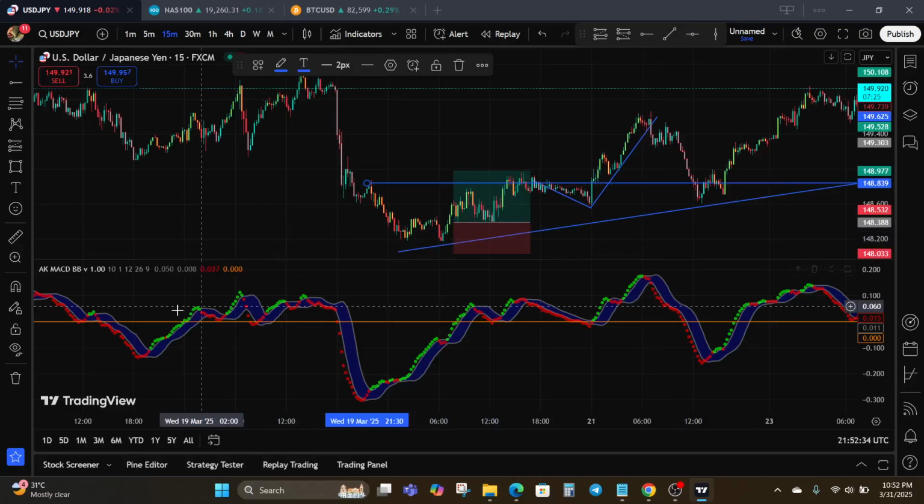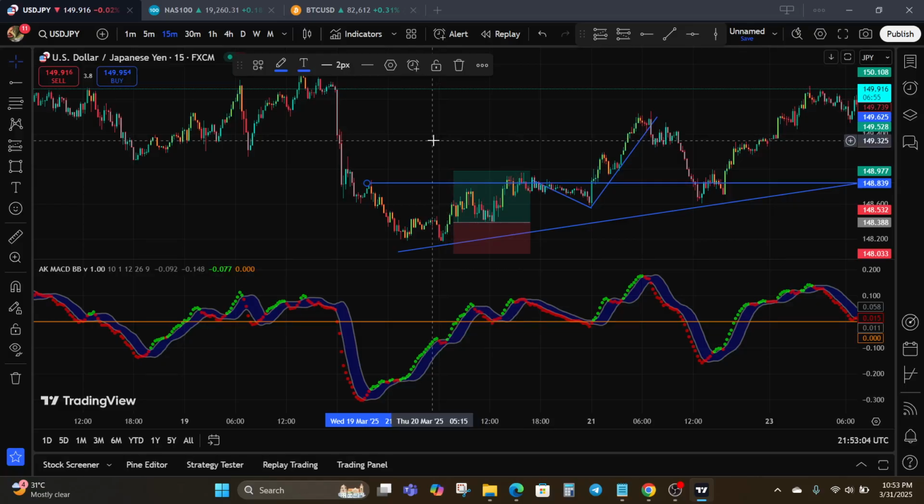So the AK MACD BB indicator is a powerful upgrade to the traditional MACD strategy. By adding Bollinger Bands, it helps traders filter out weak signals and focus only on strong momentum shifts. This strategy works across all time frames. Well, anyways, you can actually use it on any time frame, not necessarily only on 15-minute charts.